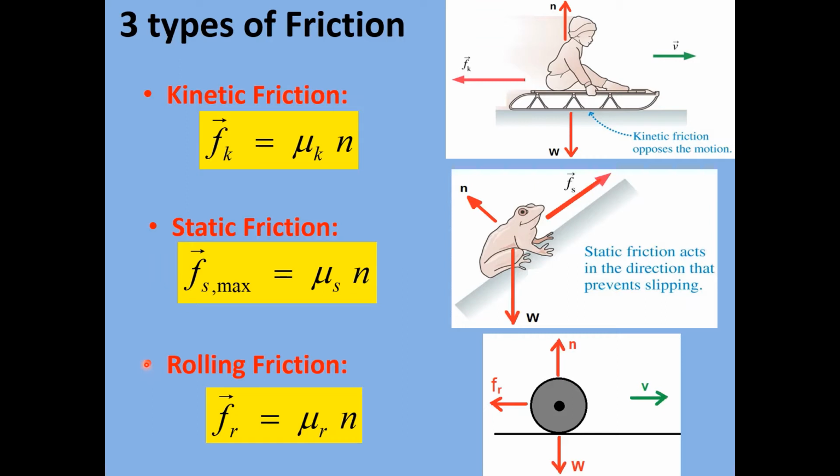The third type of friction is called rolling friction. This again has a similar formula. F sub r, where r is for rolling, is equal to mu sub r times the normal force, n. So if we have a wheel here that's rolling to the right, the rolling friction would point back to the left, and of course the wheel has weight going down and a normal force going up. We will see an example with rolling friction as well later in this video.